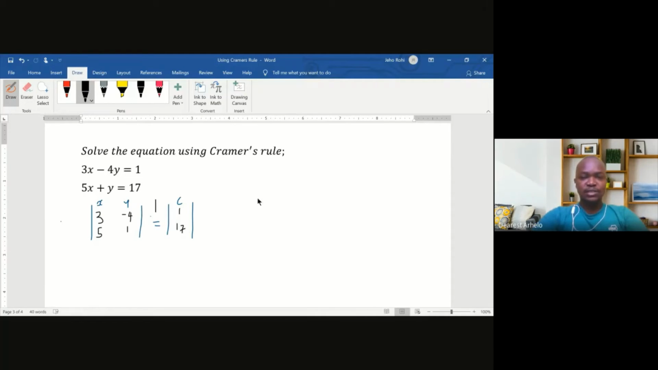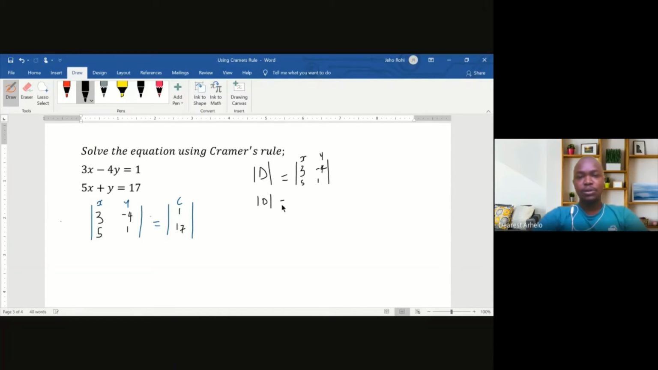So let's start with our determinant of d. I open my matrix. For d, remember, we have what? Just x and y. For d, we ignore the column for the constant. So we have just 3, -4, 5, and 1.